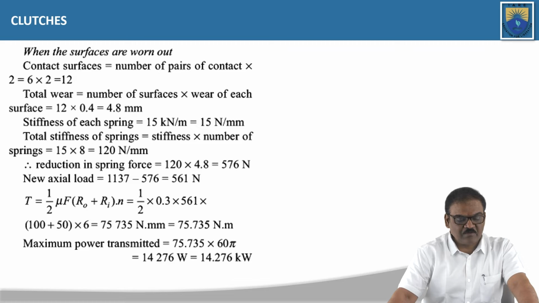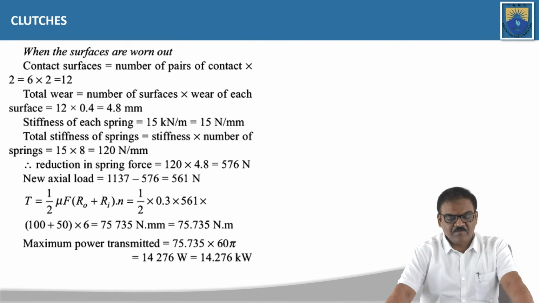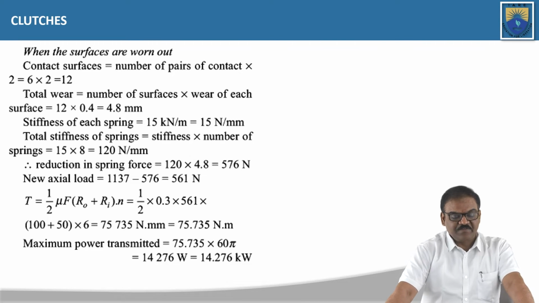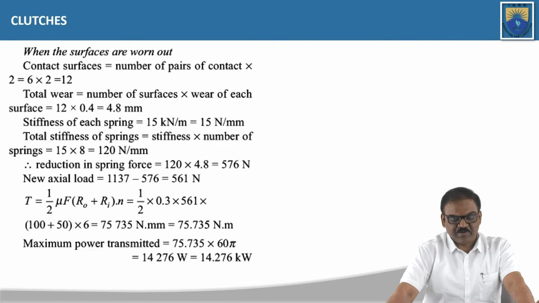When the surfaces are worn out, number of pairs of contact is equal to 12. The total wear is equal to number of surfaces into wear of each surface, 12 into 0.4 mm. Next, stiffness of each spring is 15 kilonewtons per meter, which is equal to 15 newtons per mm. Total stiffness of the spring is equal to, as per the question, stiffness into number of springs, 120 kilonewtons per mm. Reduction in spring force is 120 into 4.8.